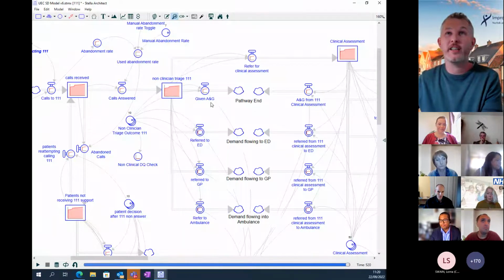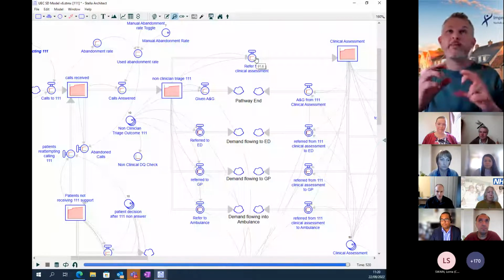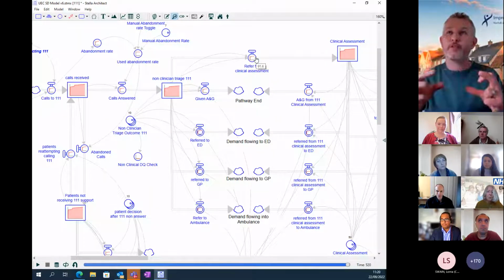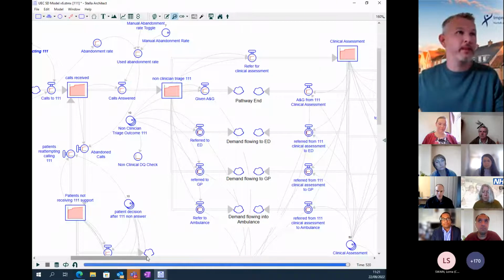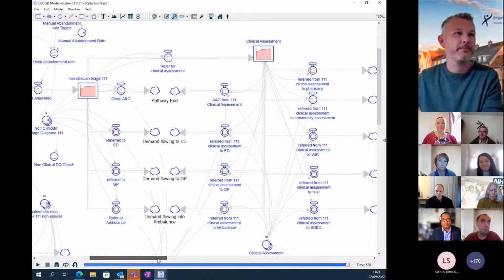They'll either be given advice and guidance, and that will end their pathway. They'll be referred on to ED, they'll be referred on to GP, and so on and so forth. Or alternatively, we may refer them on for clinical assessment. And what we're able to do is look at historic data and apply the proportions of people to do that, which will then allow us to forecast going forward what will happen. They have a clinical assessment. Then again, you can see lots of different outputs there. They're slightly broader than the first ones because, of course, it is a clinical assessment.